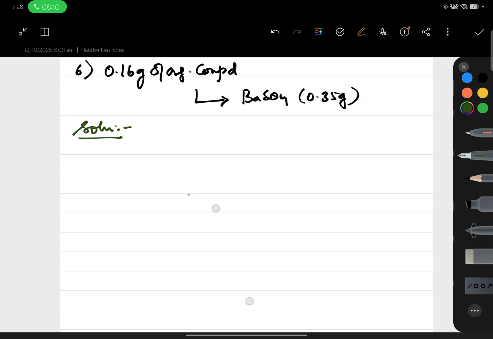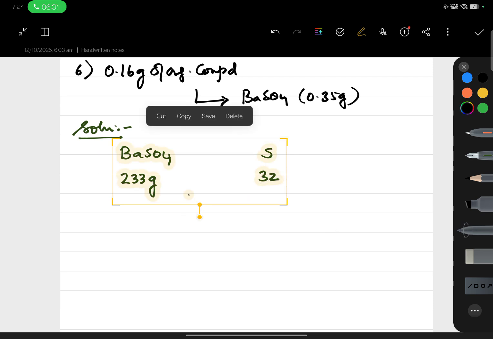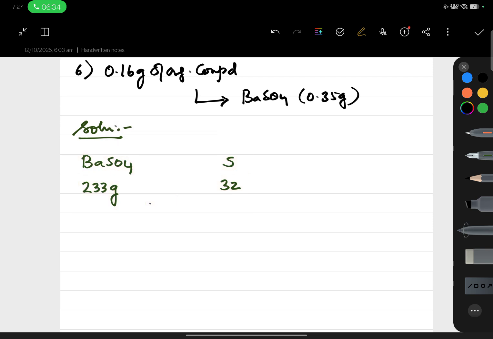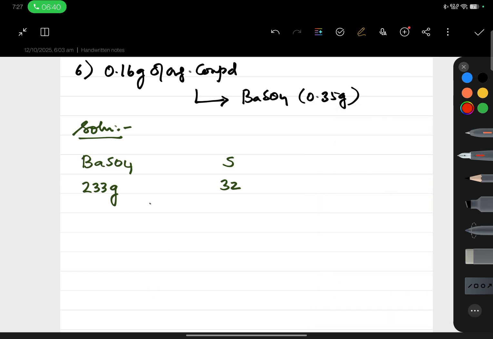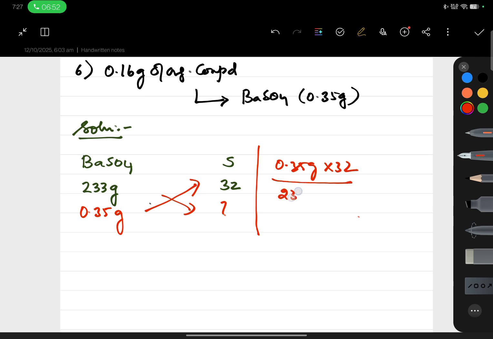So in barium sulfate you have sulfur. What is the mass of barium sulfate? Any idea? It is given in the book. Mass of barium sulfate is 233 grams. What is the mass of sulfur? 32 grams. But what is the barium sulfate given in the above problem? 0.35 grams. So cross multiply. So 0.35 grams into 32 divided by 233 grams.